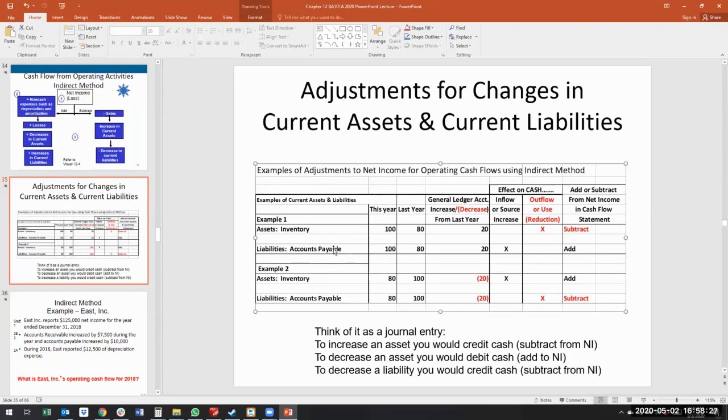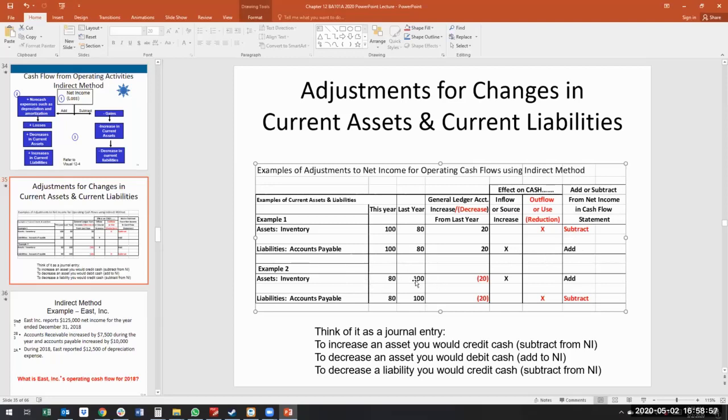Liabilities, accounts payable. If our liabilities went up by 20, they went up from 80 to 100. That's an increase. Is that an inflow or outflow? Well, if we think about it, accounts payable, we debit our expense, credit our accounts payable. Well, we really didn't pay any cash there. We got away with not paying cash, right? Which is good for our cash flow. We'll consider that an inflow and add it back to our statement of cash flows.